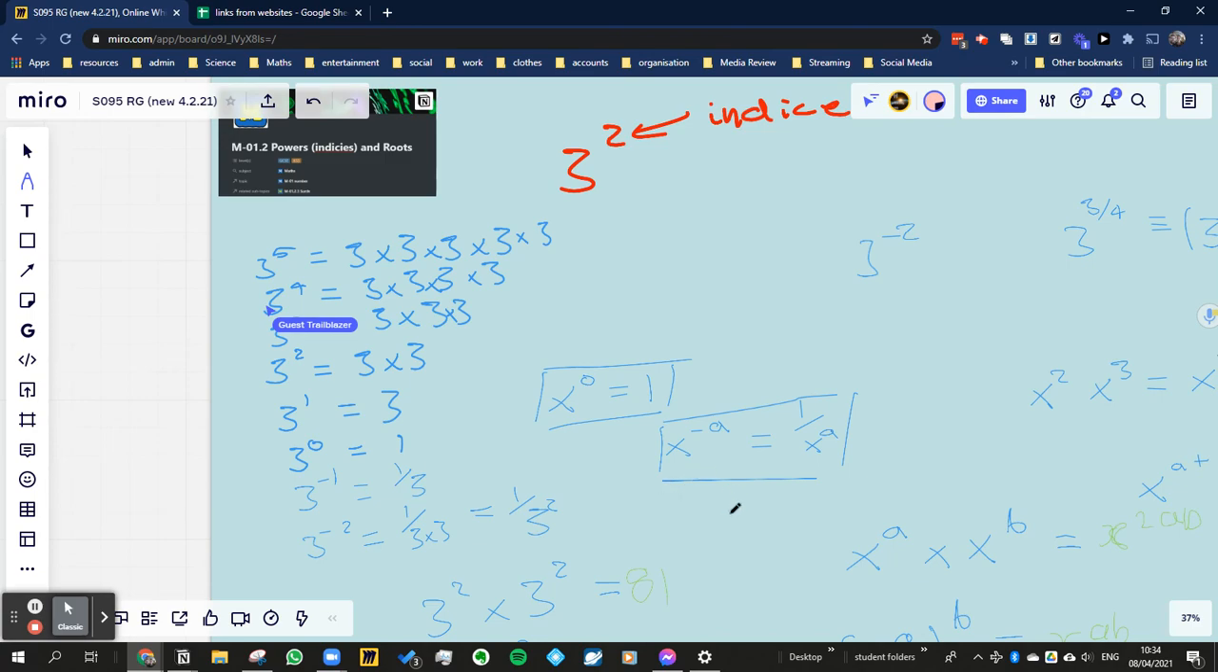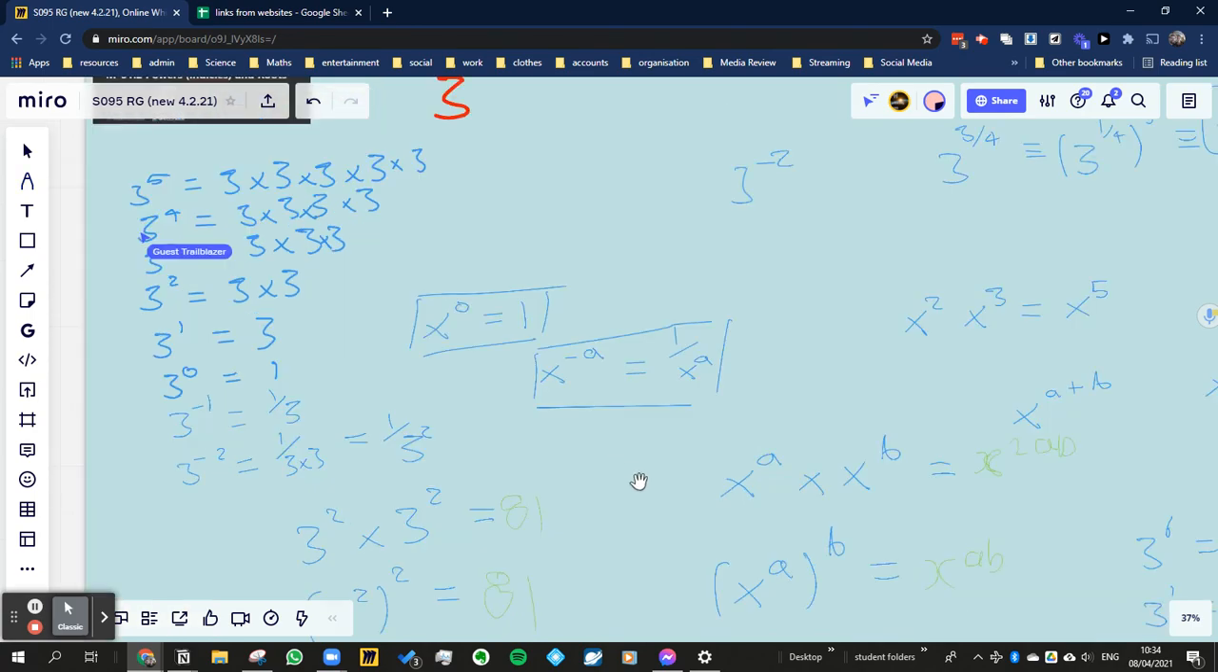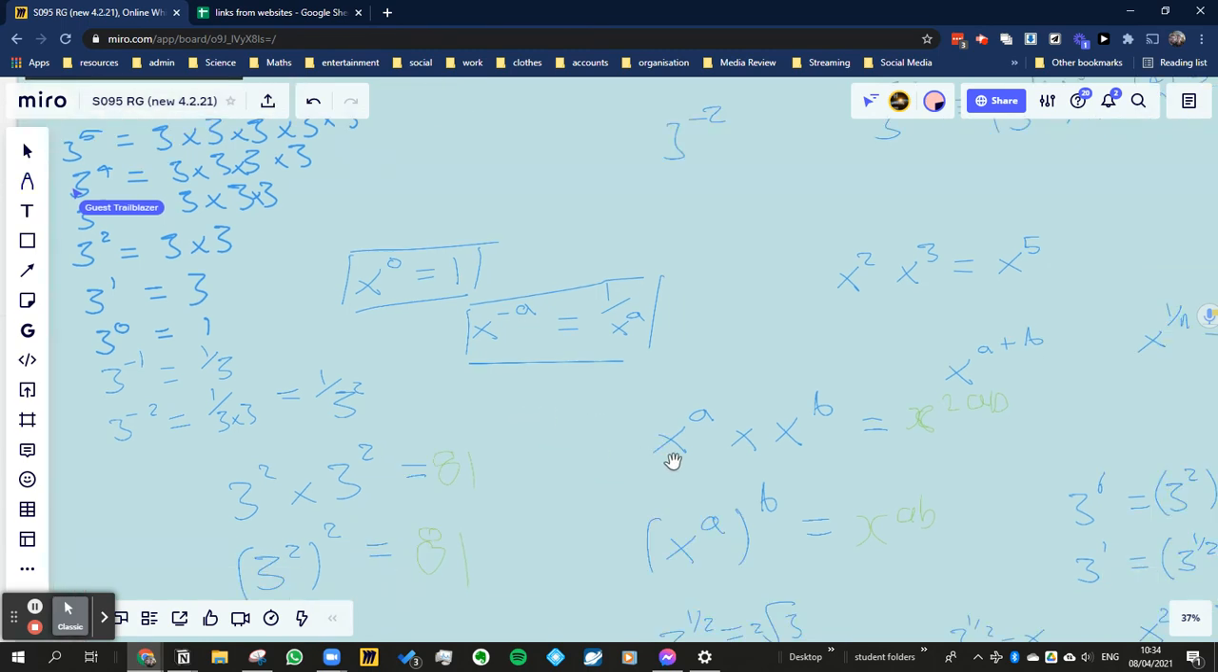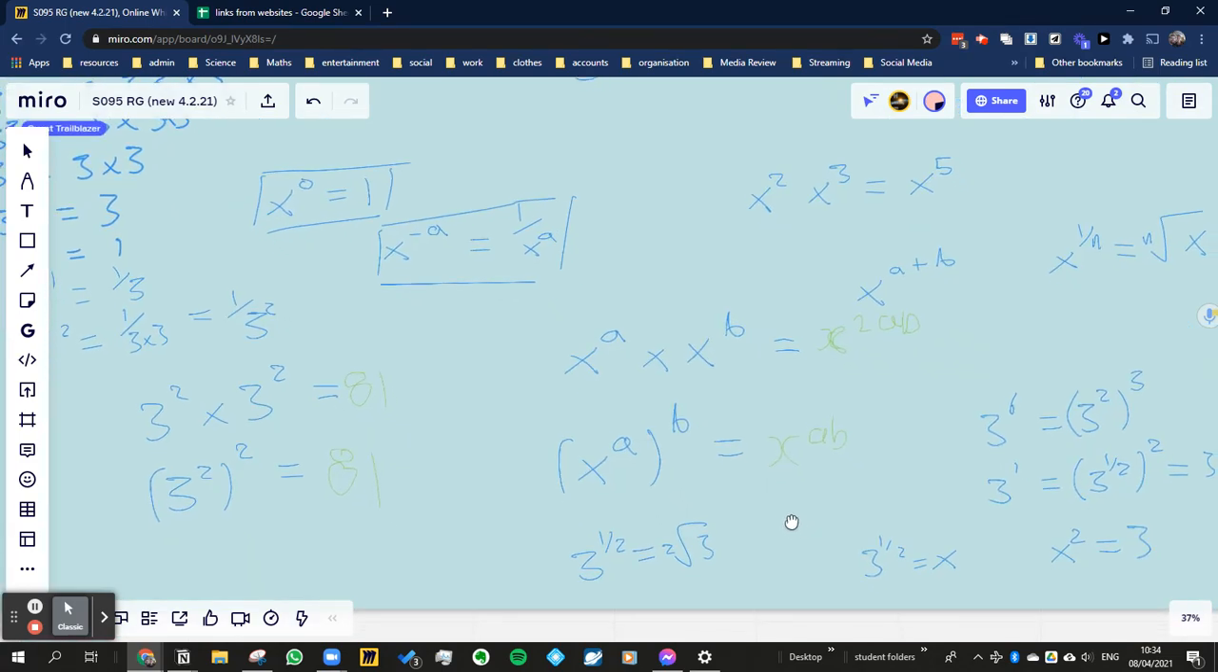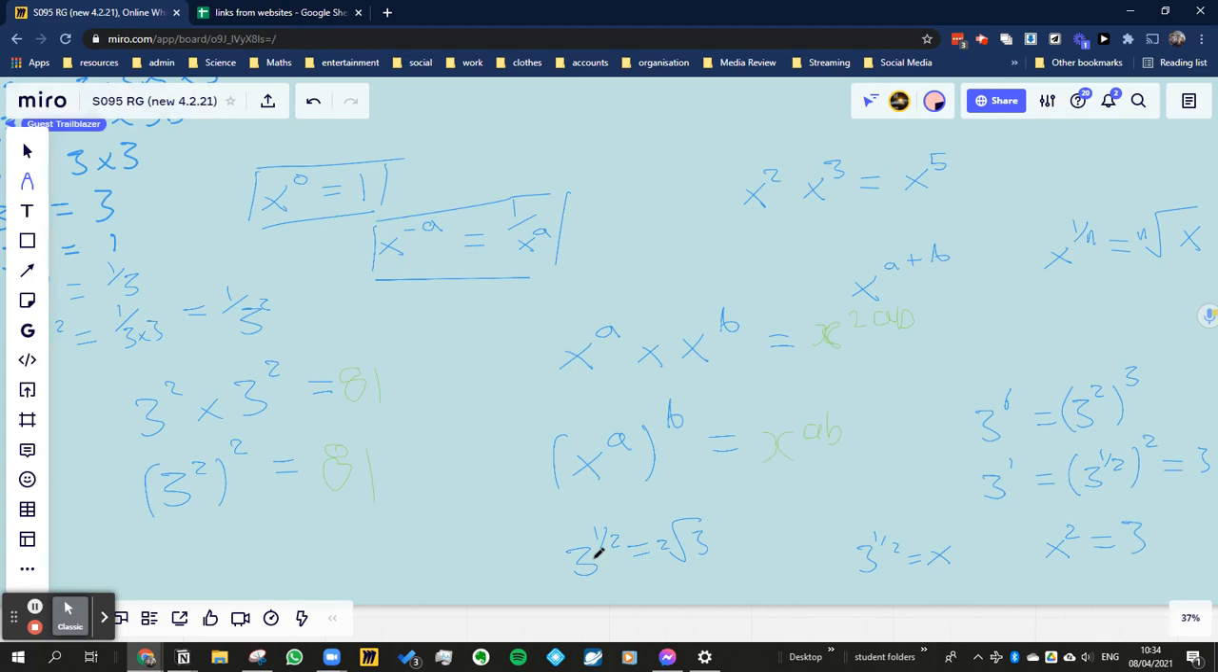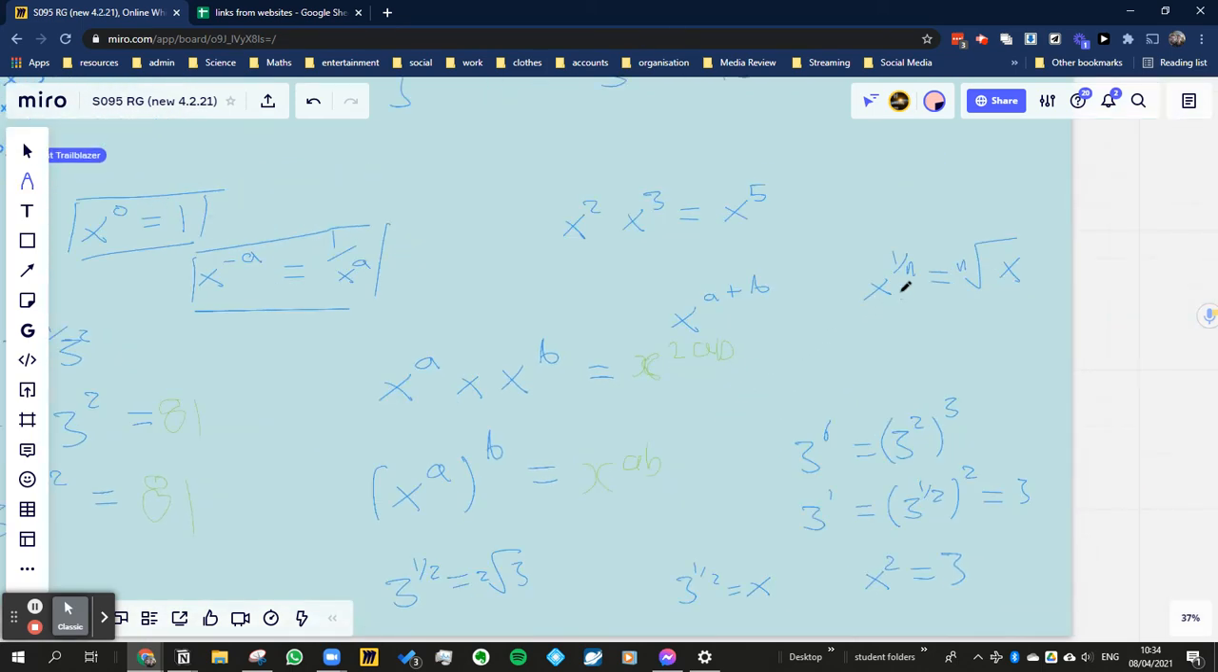And we also looked at how when you combine powers in this way, like x to the power of a multiplied by x to the power of b, it is going to be equal to x to the power of a plus b. Whereas if you do x to the power of a all to the power of b, you multiply them. So in this case, you add them. In that case, you multiply them. Then we used this rule to understand what a fractional power would be. So 3 to the power of a half is actually the square root of 3. And in fact, that can be written as a rule. X to the power of 1 over n is equal to the nth root of x.